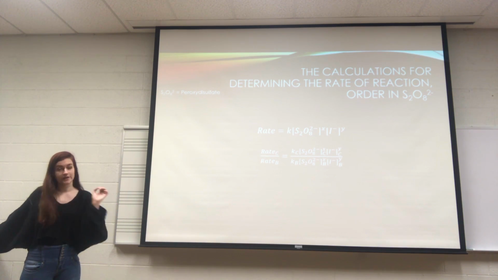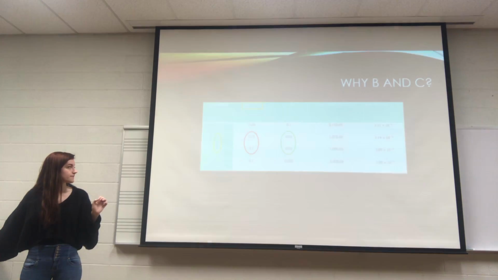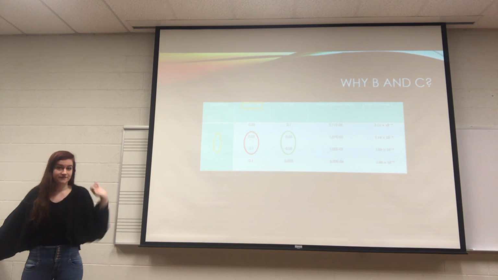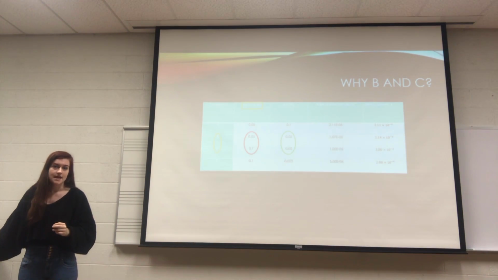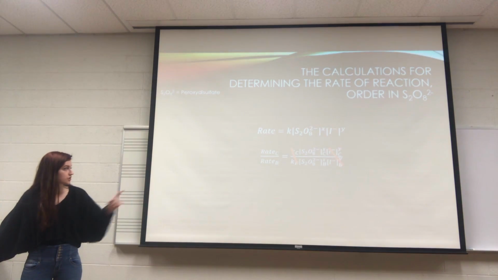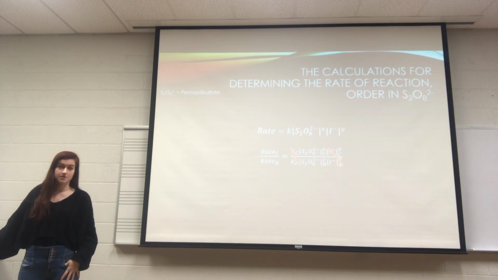So what we're going to do is use experiments C and B, because C and B have the same iodide molarity, but they have different peroxydisulfate molarities. And because they have the same iodide molarities, we can cancel them out on top of one another, shown here. We cancel out the k and the iodide concentration. We're left with the peroxydisulfate and the rate.